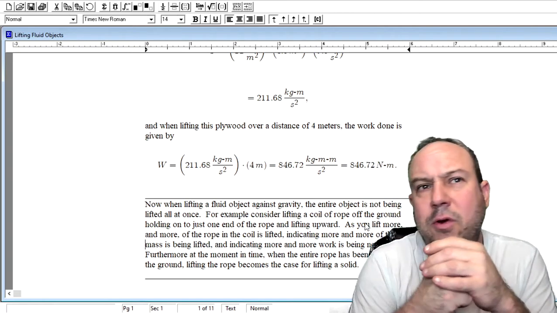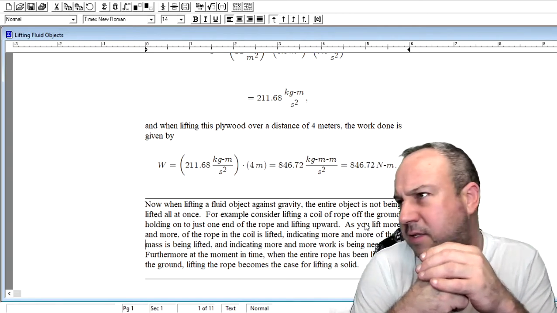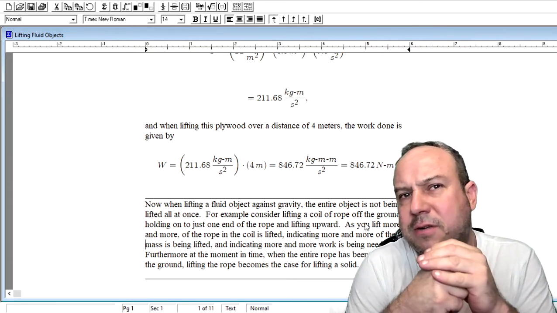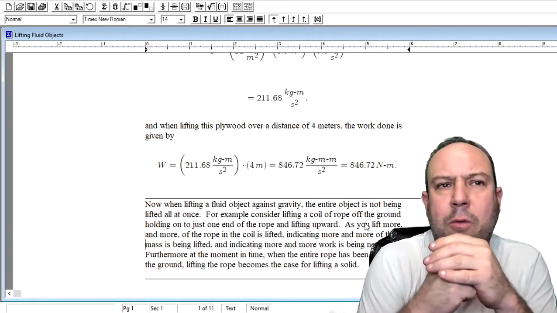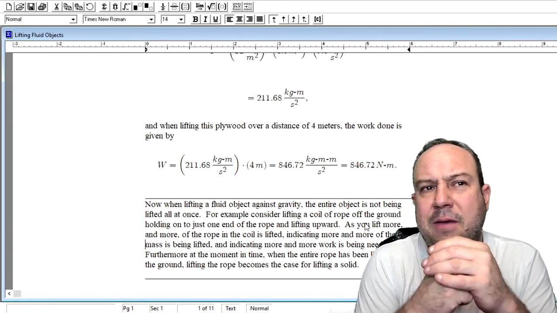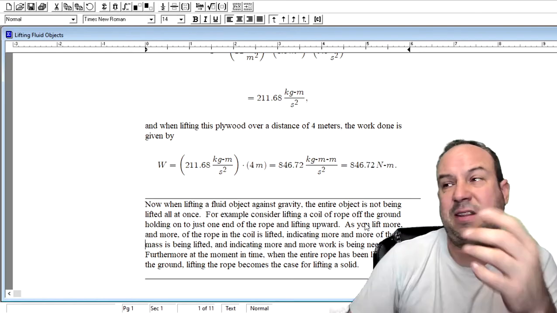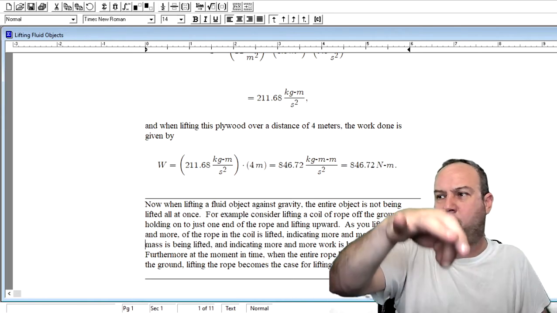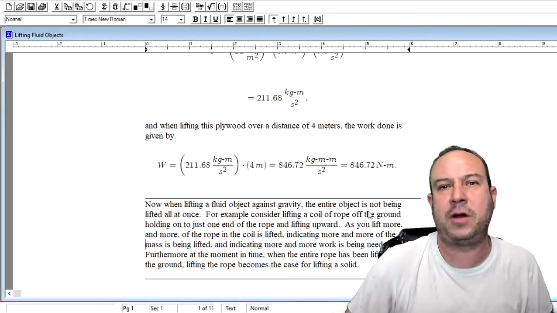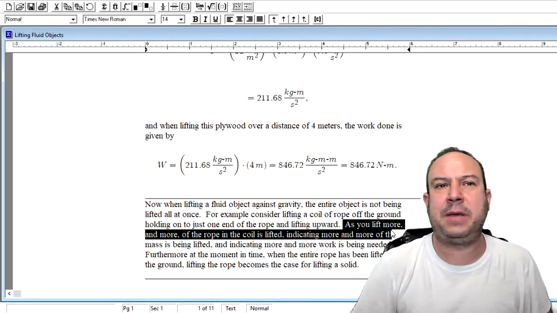Now when lifting a fluid object against gravity, the entire object is not being lifted all at once. For example, consider lifting a coil of rope off the ground, just holding on to one end of the rope and lifting upward. If you had a coil of rope on the ground and you just grabbed one end of the rope and started to lift it upward, as you lifted, more and more of the rope in the coil is going to end up being lifted.